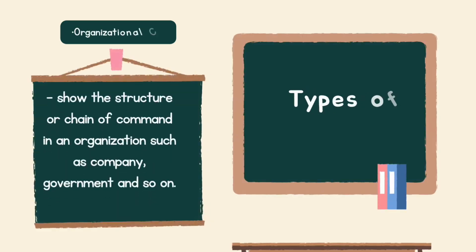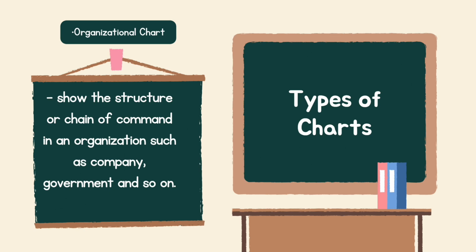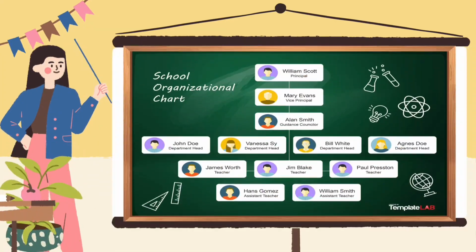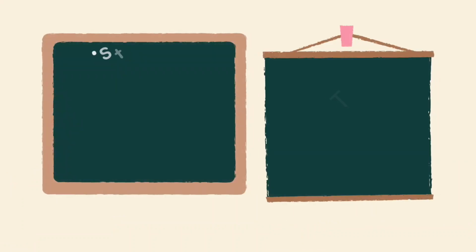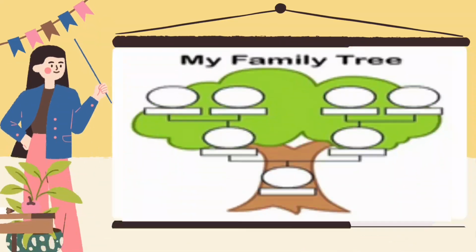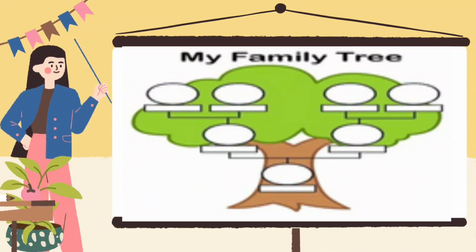Next one is the organizational chart. It shows the structure or chain of command in an organization such as company, government, and so on. So this is the example of organizational chart. So the next one is stream or tree chart. It shows the relationship of data as shown in a hierarchy. So the example of stream or tree chart is the family tree.